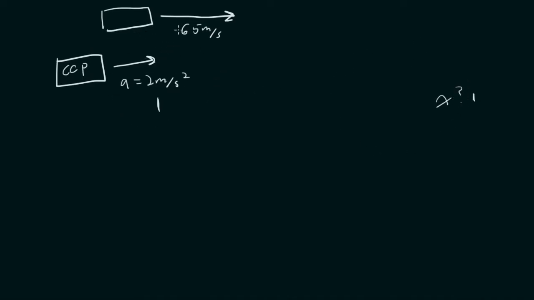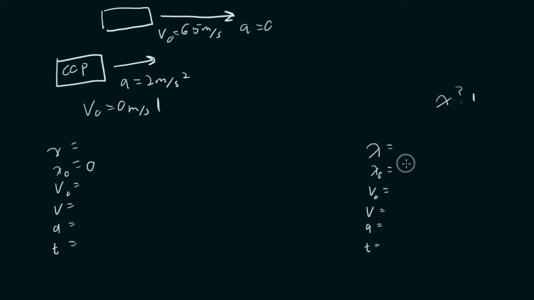So the speedster acceleration is going to be 0. We're going to stay at 65 meters per second. The cop is starting at v0 equals 0. Okay? So we're going to set up two variable lists. Once again, x, x0, v0, v, a, and t. Both of them start at 0 because they're starting in the same spot.